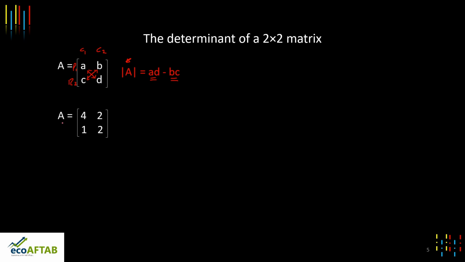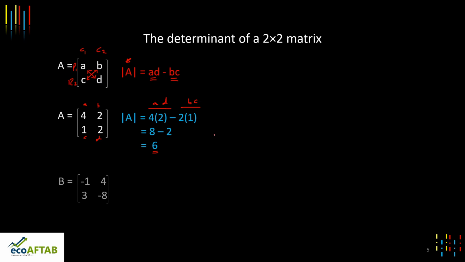So here you can see we are having a numerical example. So we are having 4, 2, 1, 2. So this is A, this is B, this is C and this is D. So first is A into D. So you can see 4 multiplied by 2, this is our A into D, and 2 multiplied by 1, this is our B into C. So 4 into 2 is 8 and 2 into 1 is 2. So 8 minus 2 is 6.